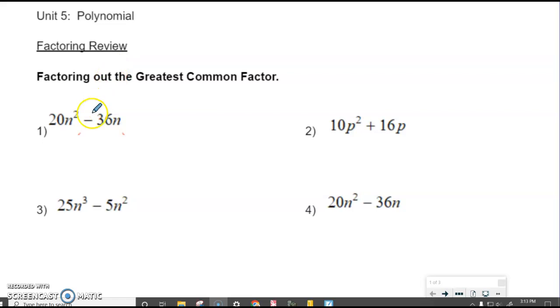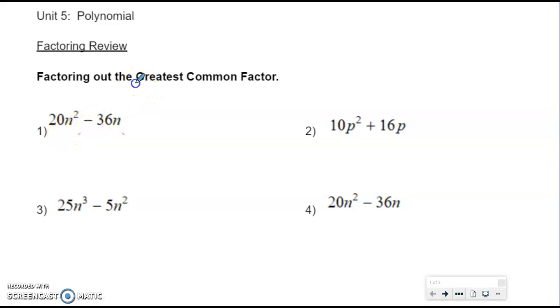What we're looking at is just to help us with this next unit. We're just trying to review a couple of quick things about factoring. In this case, we want to factor out the greatest common factor, and that's the largest thing that goes into both terms.